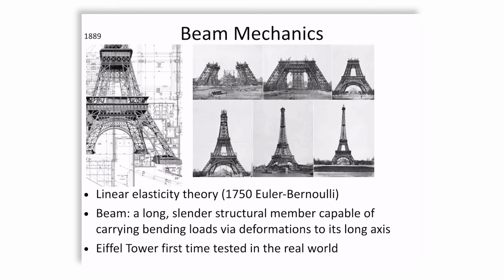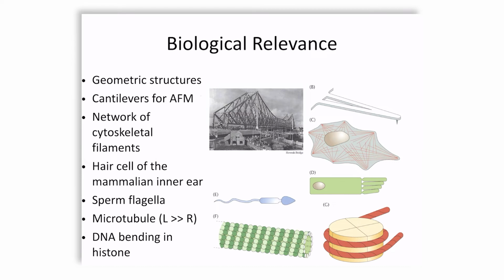So as I had mentioned last time, beam mechanics arose out of linear elasticity theory from Euler and Bernoulli, due to these two mathematicians and physicists. A beam is then defined as a long, slender structural member capable of carrying bending loads via deformations to its long axis, and the Eiffel Tower, the Tour Eiffel as it's called in Paris, was the first time that it was tested in the real world.